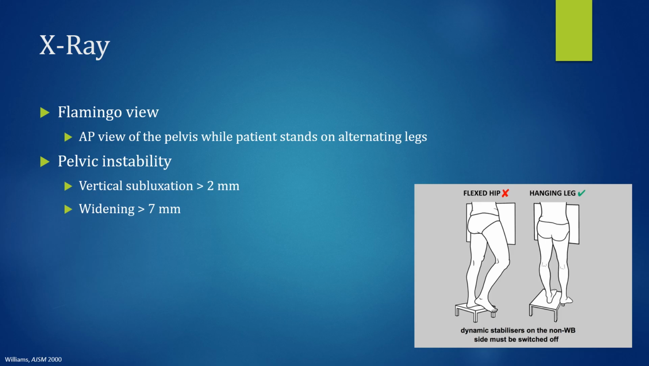So this series is used to assess pelvic instability and is used in the orthopedic trauma and sports medicine worlds. Essentially, the patient stands on one leg at a time and an AP pelvis image is taken. Pelvic instability can occur via a vertical subluxation or a symphyseal widening. So the diagnostic ranges are listed on this slide as well.